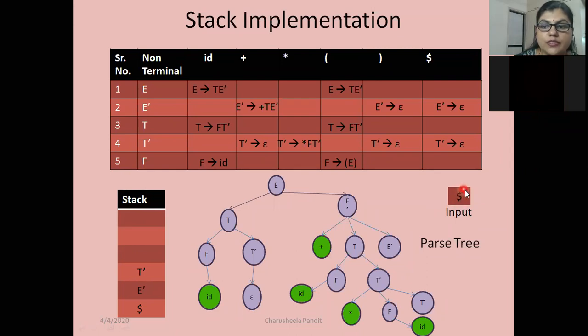So now the pointer is pointing to the dollar and the topmost symbol on the stack is T dash. So T dash row and dollar column. It is T dash produces epsilon. Because it is producing epsilon, we simply have to pop T dash. Now E dash is the topmost symbol on the stack and dollar is the input symbol. So see E dash row and dollar column, we can see we have the production E dash produces epsilon. So this E dash will get popped from the stack because E dash is producing epsilon.